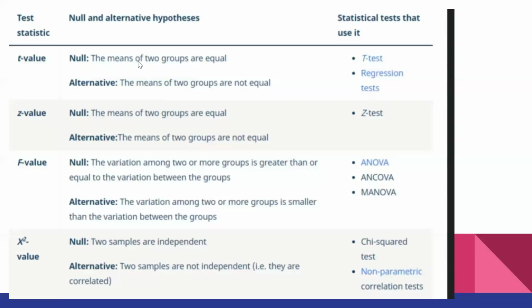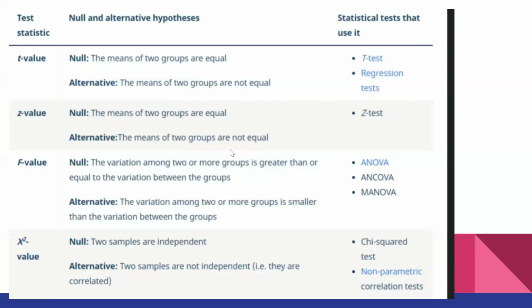So for example, all of them are the same except for the chi-square test. For a t value or z value, normally the null hypothesis states that the means are equal, i.e. there is no difference between the values or the means or the proportions you're comparing. Then your alternative hypothesis will state that they are not equal. The z value is the same. You're saying the two means are equal, or the two means are not equal.